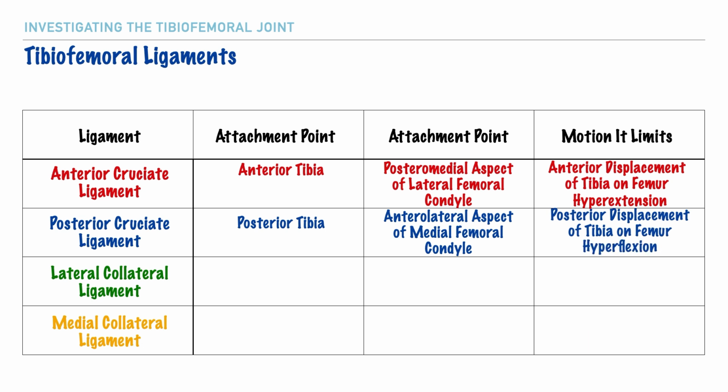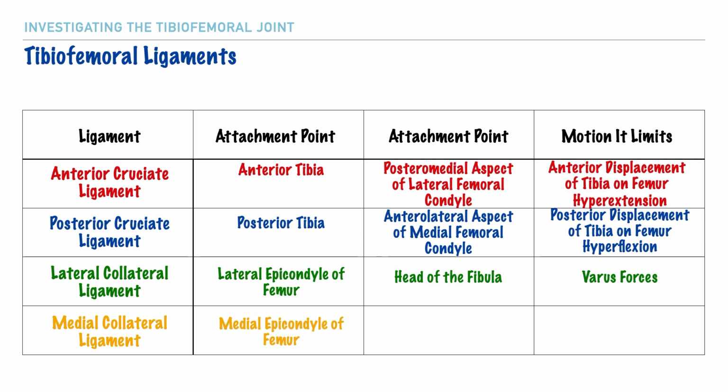The lateral collateral ligament's proximal attachment is on the lateral epicondyle of the femur, and it completes its attachment at the head of the fibula. Its responsibility is to protect against varus forces, which are forces applied to the medial aspect of the knee, which may injure this ligament. And last but certainly not least is the medial collateral ligament, which attaches from the medial epicondyle of the femur to the medial aspect of the tibia. Its primary responsibility is to protect against valgus forces, which are lateral forces applied to the knee joint that may injure this ligament.